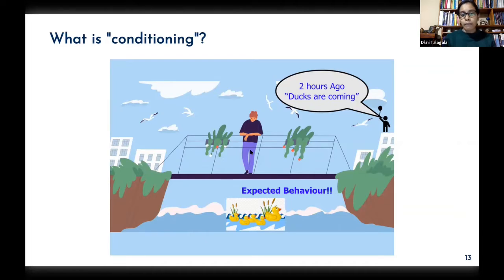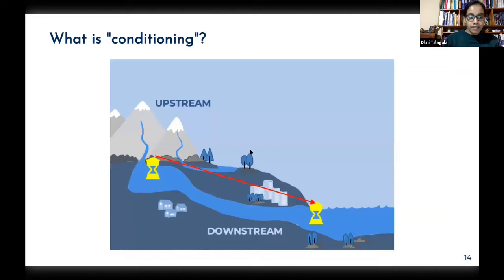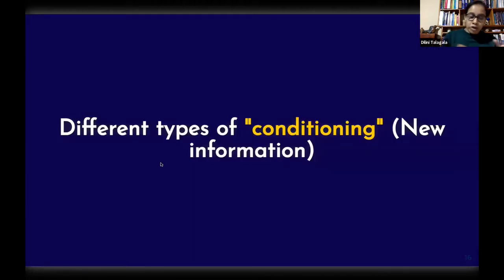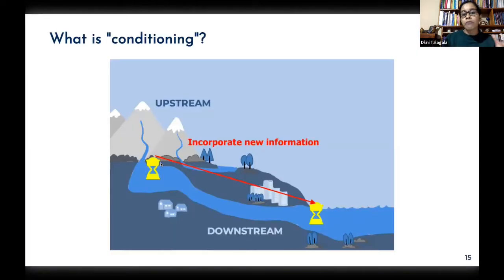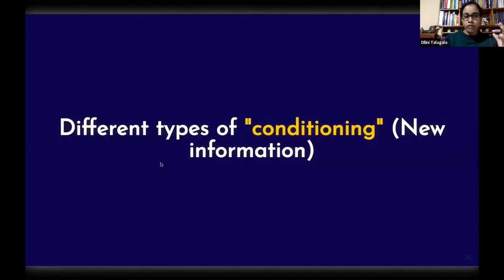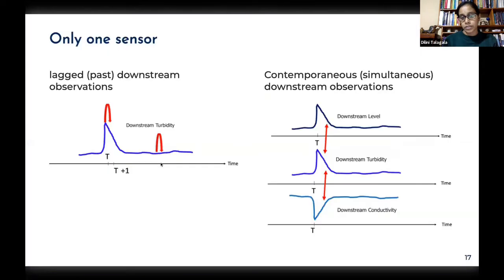So if I put all these ideas together, here we have a downstream sensor and an upstream sensor. What we call conditioning is incorporating new information coming from different sources. Now, if you think about new information, we can think about different types of conditioning. So let me first start with one site, where we have only one sensor.